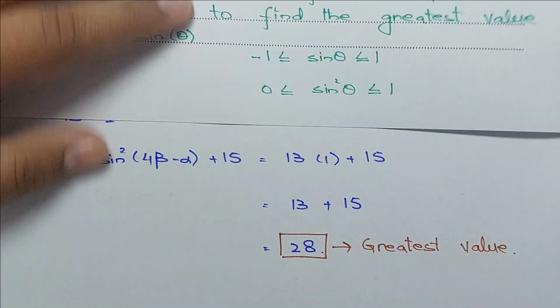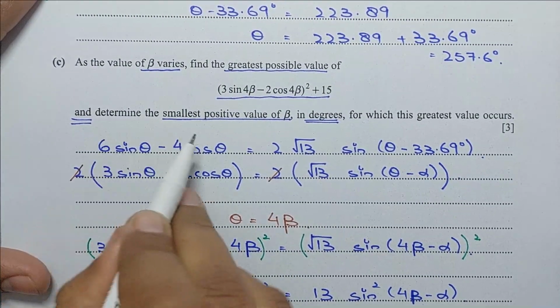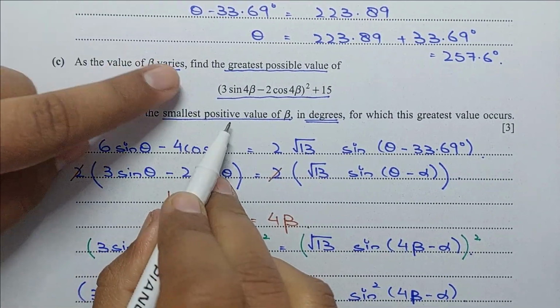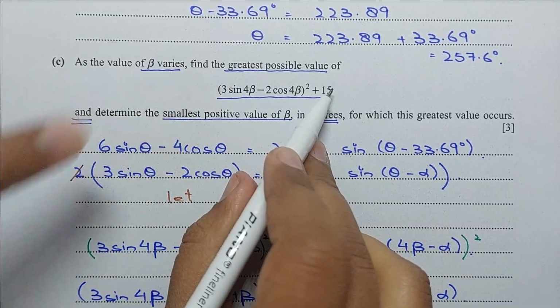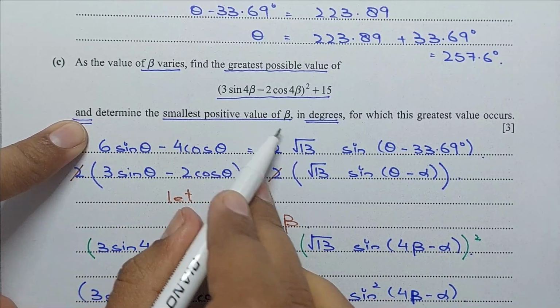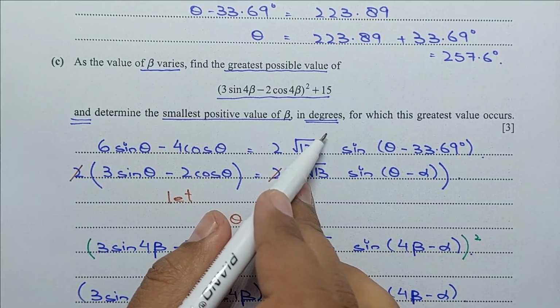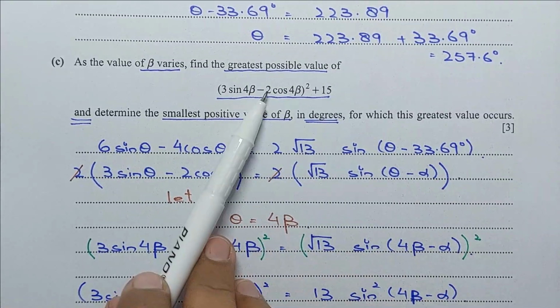So we have done with the greatest value. Now the other part of the question says we need to determine the smallest possible. We need to first find the greatest possible value of this expression, right? And now we need to determine the smallest positive value of beta. Beta should be in degrees, right? The smallest positive value of beta for which the greatest value occurs. At what point does this greatest value occur?